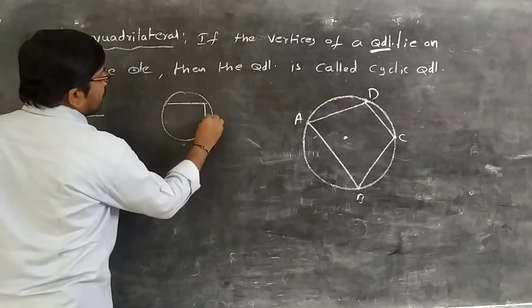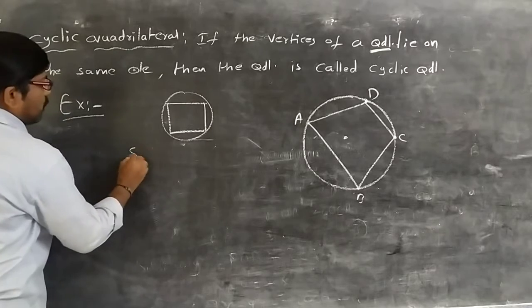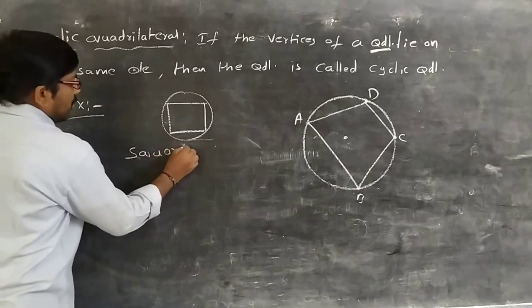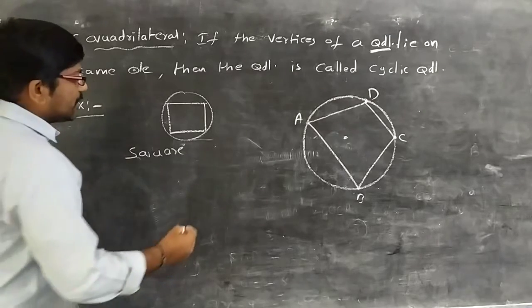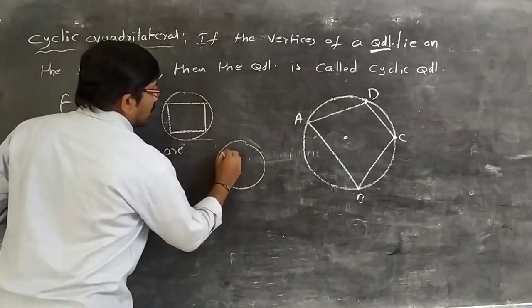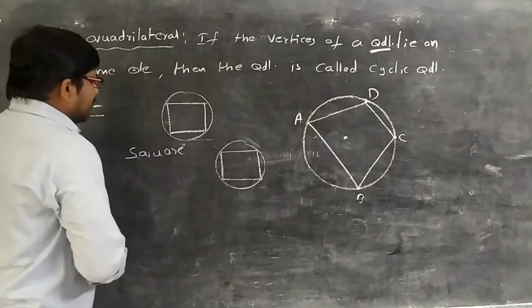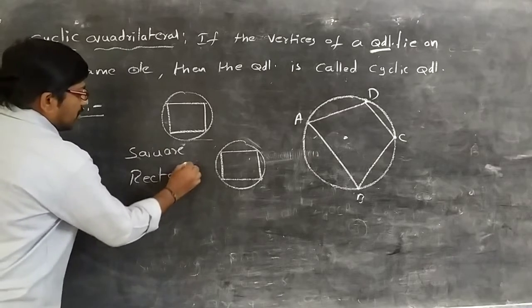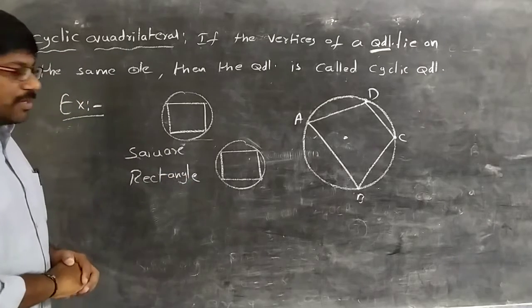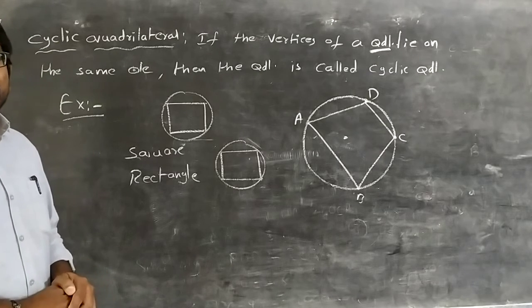In a square, all sides are equal. So a square is a cyclic quadrilateral, right? The next example, rectangle. A rectangle is also cyclic. So square and rectangle are always cyclic, right?